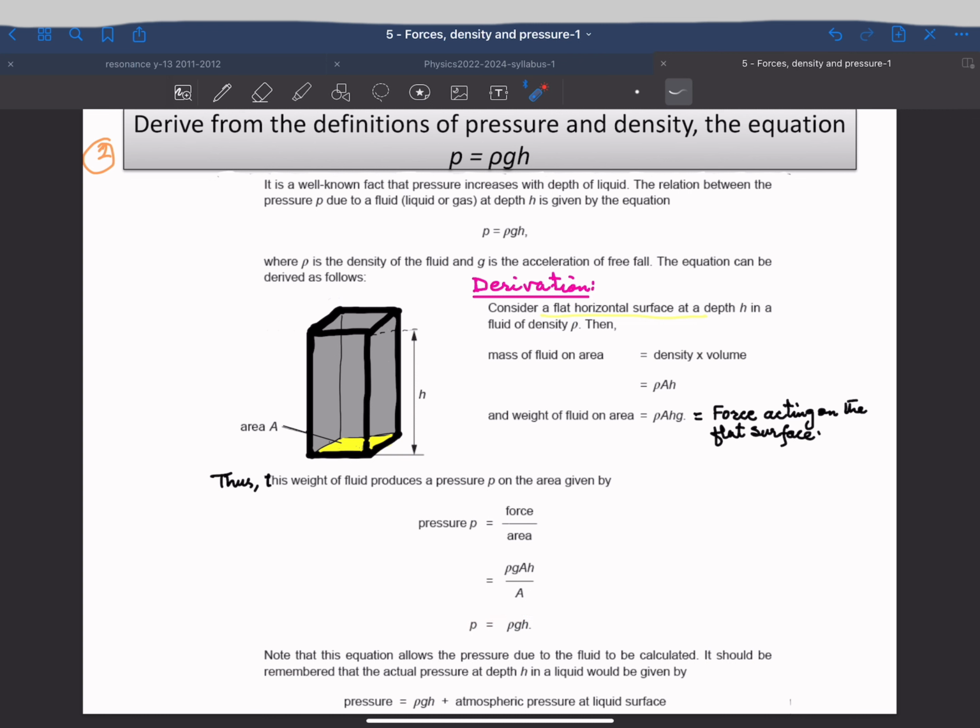So sometimes they ask this derivation as well. So very simple steps you can follow, 2-3 steps, and you will get this formula.